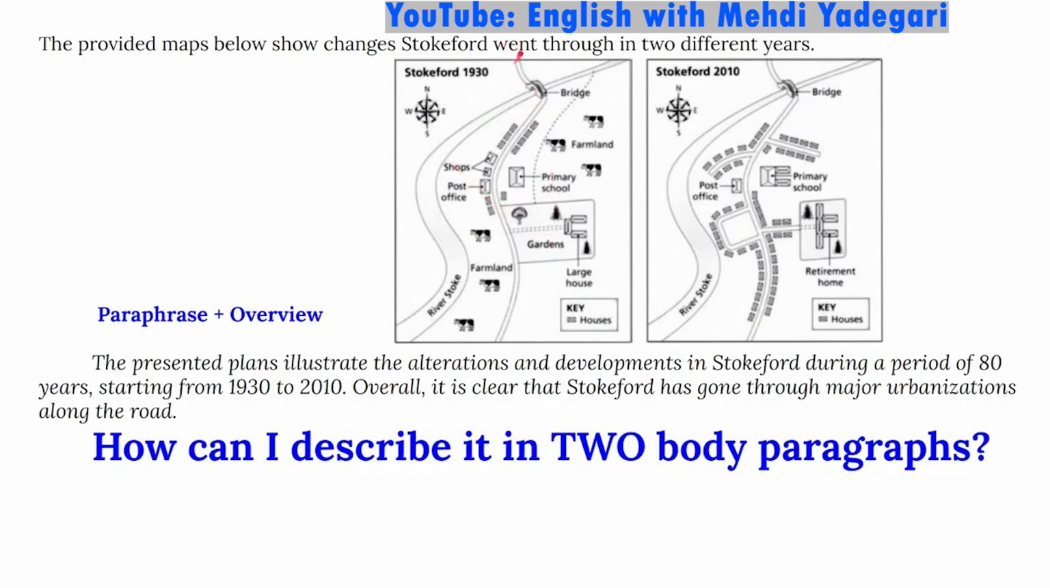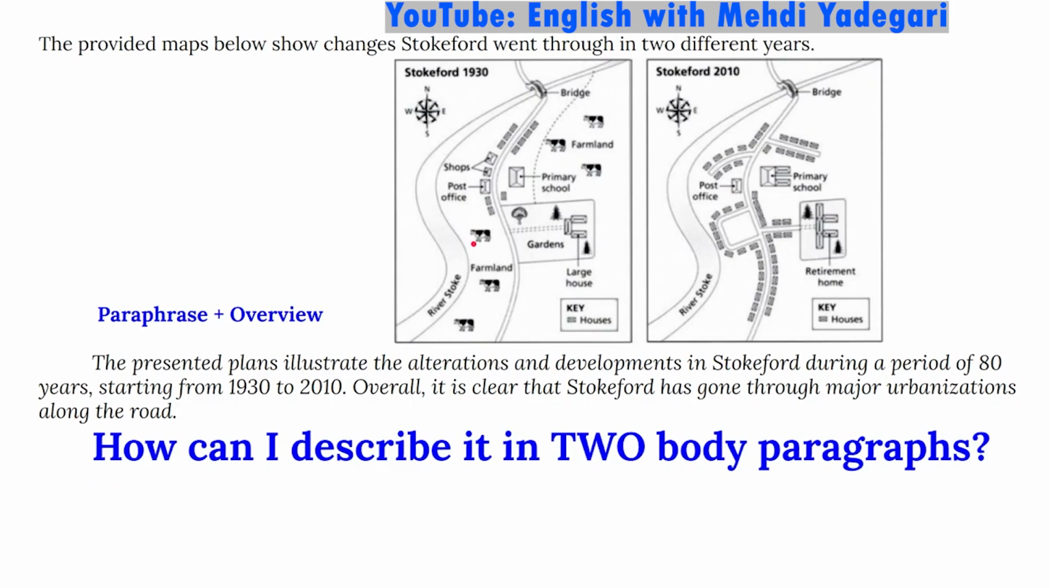So imagine we have this road right in the middle of this place. To the right of the road, we have these things. We have the farmland, the primary school, gardens, and everything. We talk about the changes that have happened in just one body paragraph. And after we're done, we go to another body paragraph and talk about the left side or the west side of Stokeford and talk about the changes that have happened here.